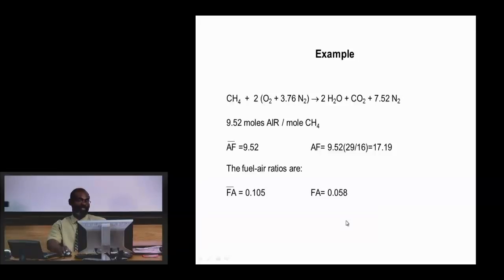And so, again, for this simple example of methane combustion, the air-fuel ratio, where the over bar means on a mole basis, on a mole basis is 9.52. The air-fuel ratio on a mass basis is 17.19. Fuel-air ratios, which are more common in combustion: mole basis 0.105, mass basis 0.058. And again, these slides will be available so you can work through this example.